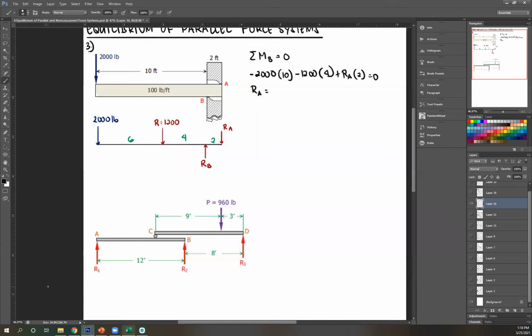12,400, unit pounds. Positive answer, therefore the assumption of my direction is correct. Next, summation of forces vertical equals 0 to get RB. So looking here, 2,000 is downward, negative 2,000 minus 1,200 plus RB minus RA equals 0. I can solve for RB. What's the answer?